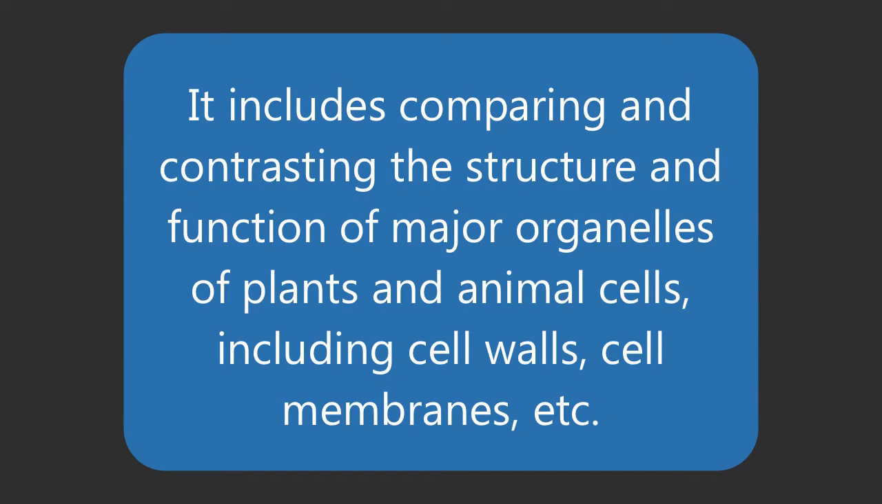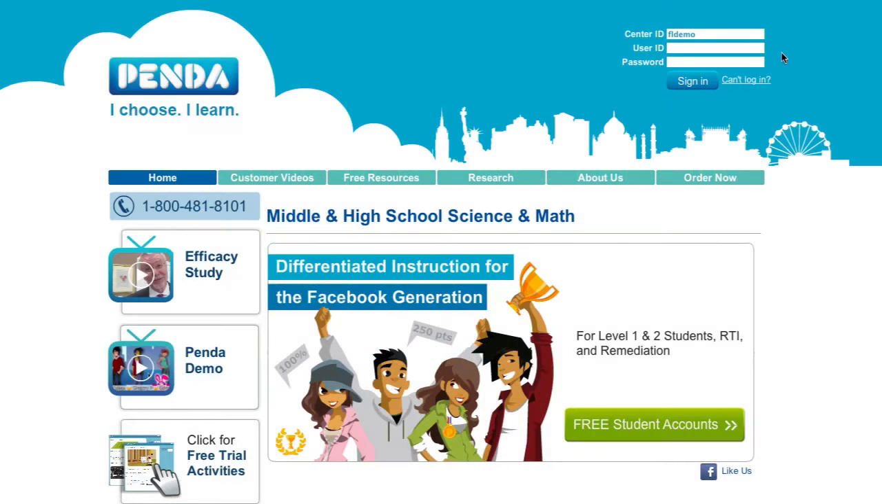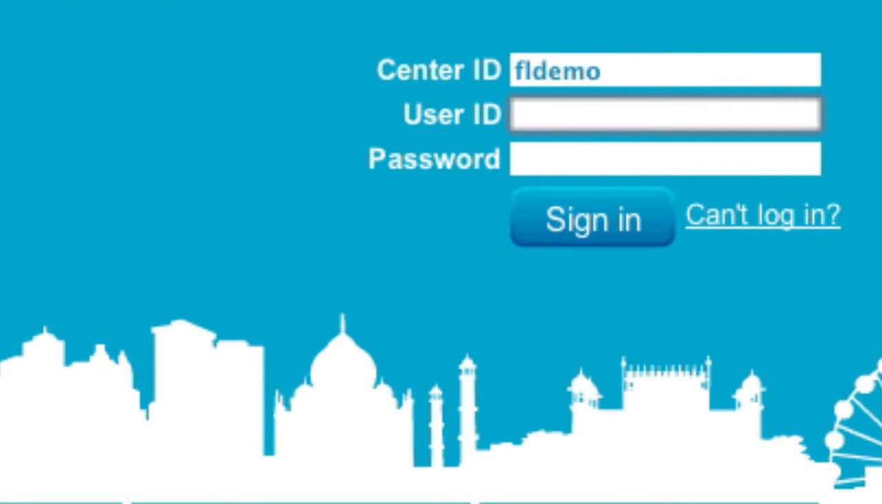Animal and plant cells is a critical 6th grade standard which includes comparing and contrasting the structure and function of major organelles of plants and animal cells, including cell walls, cell membranes, etc. This concept is the cornerstone of middle school life science and high school biological science. So how do we get students engaged in this standard so they want to learn it?